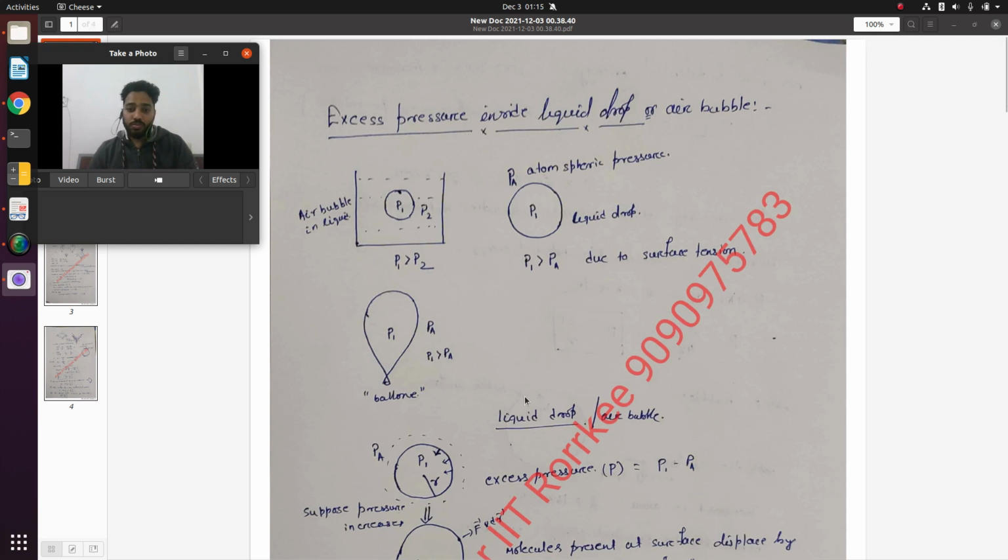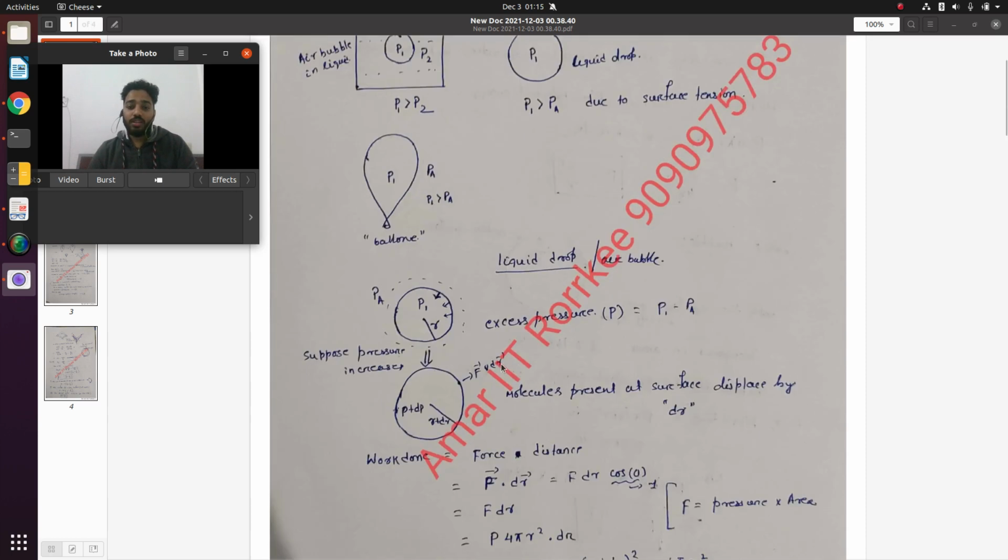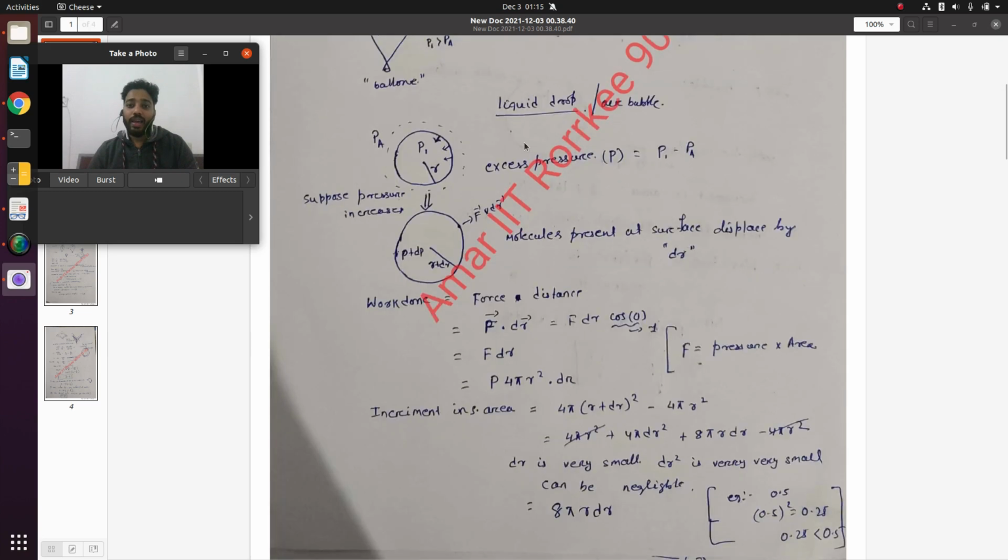So let's move to the relation between the excess pressure and the surface tension. Take the example of a liquid drop or air bubble. I will take only one, the liquid drop. Take a liquid drop of radius r. P1 is the pressure inside the liquid drop and Pa is the atmospheric pressure. The excess pressure is the difference between the inside pressure and the atmospheric pressure, that is, P equals P1 minus Pa.